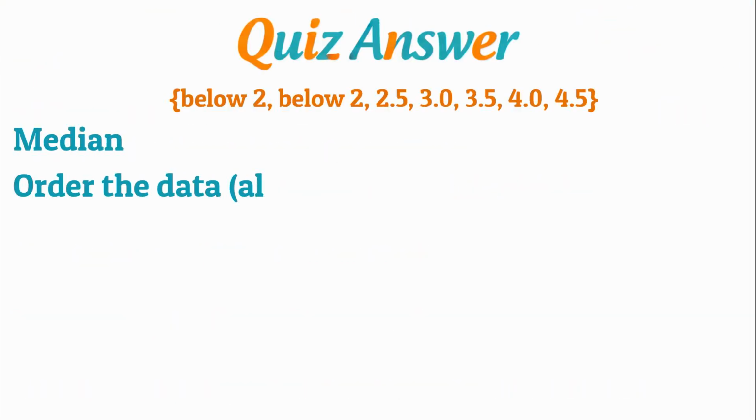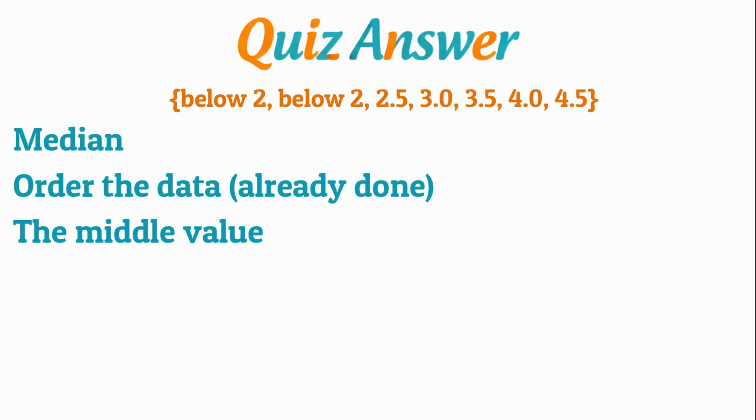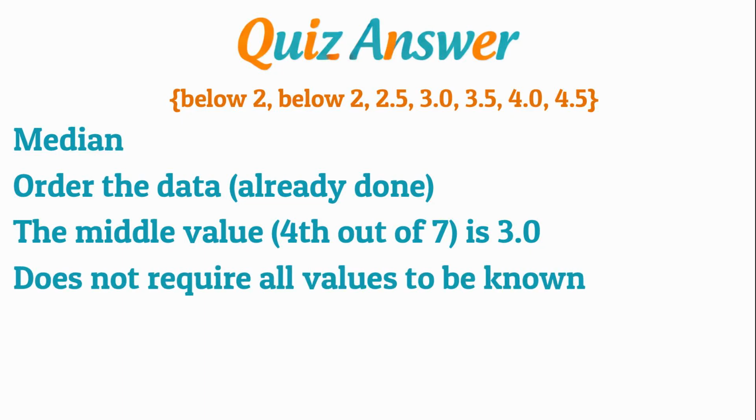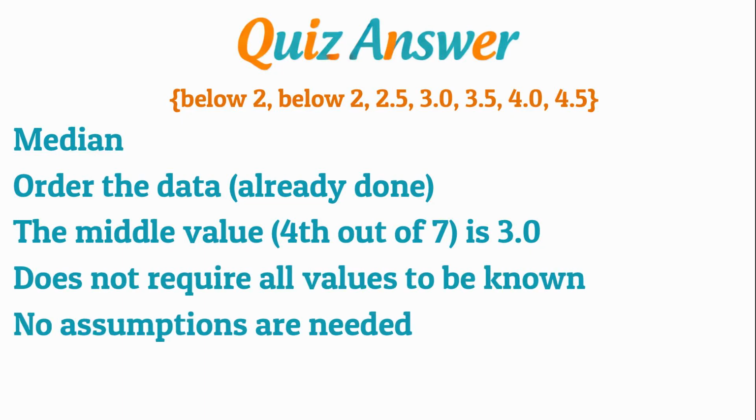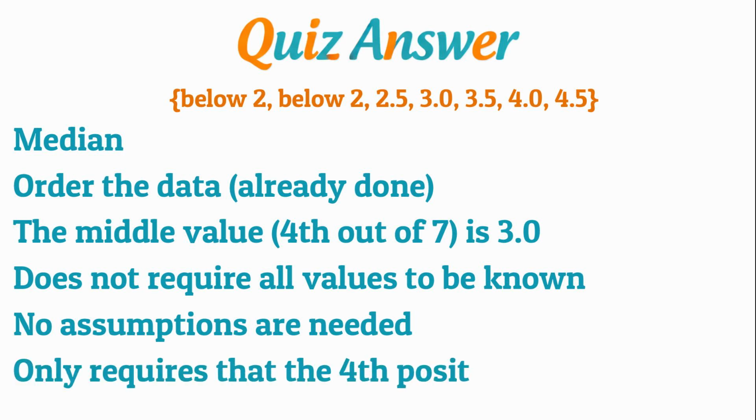To find the median, we order the data, which has already been done. The median is the middle value, the 4th out of 7 observations, which is 3.0. Unlike the mean, the median does not require all values to be known. It only requires that the 4th position can be identified, so no assumptions about the missing values are needed.